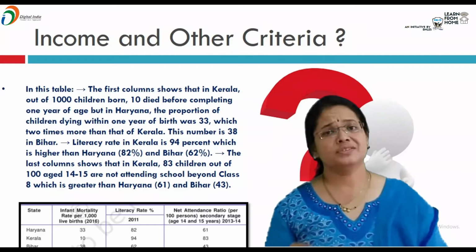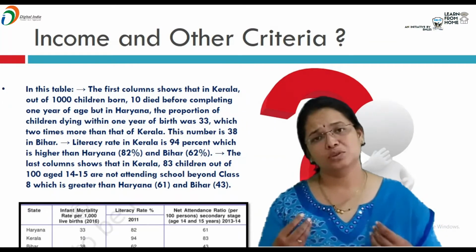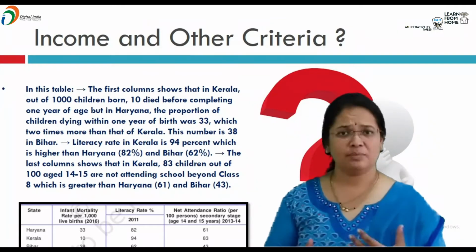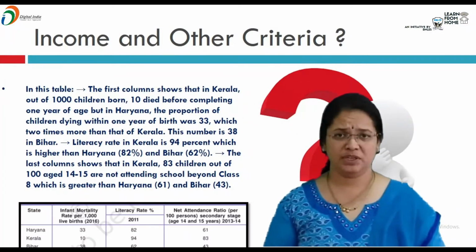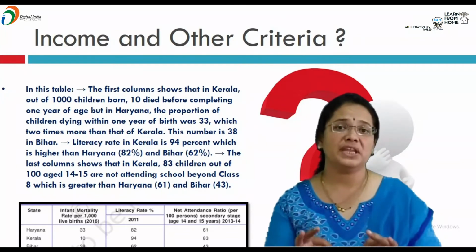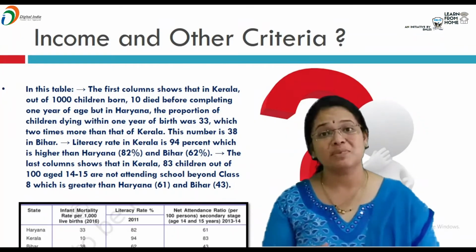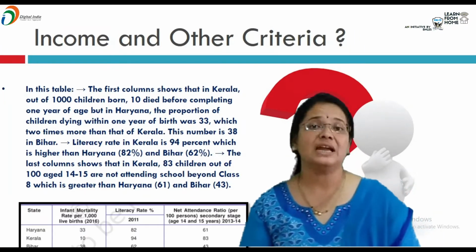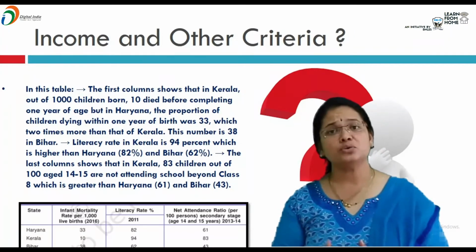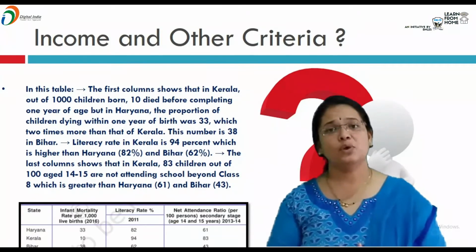Now don't concentrate that much on whether the figures match the slide or the textbook. There might be a little difference, but try to understand the correct definition of the terms: what is meant by literacy rate, what is meant by net attendance ratio, what is meant by infant mortality rate, and how they are related to development.